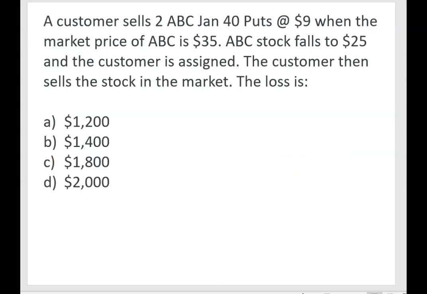A customer sells two ABC January 40 puts at $9 when the market price of ABC is $35. The stock falls to $25 and the customer is assigned. The customer then sells the stock in the market. The loss is: A, $1,200. B, $1,400. C, $1,800. D, $2,000. Drawing up a T-chart could be very helpful with questions like this.